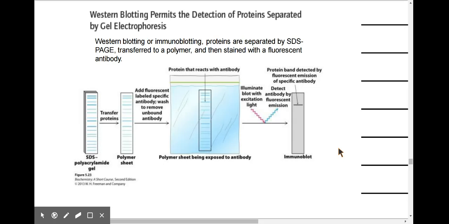And then we can illuminate this immunoblot, not the gel, but the polymer sheet. We can illuminate it with light, and we see our fluorescent emission. And our fluorescent emission is going to occur right with the same protein that our fluorescently labeled antibody was specific for. And if we run that with a standard, we can tell the size.